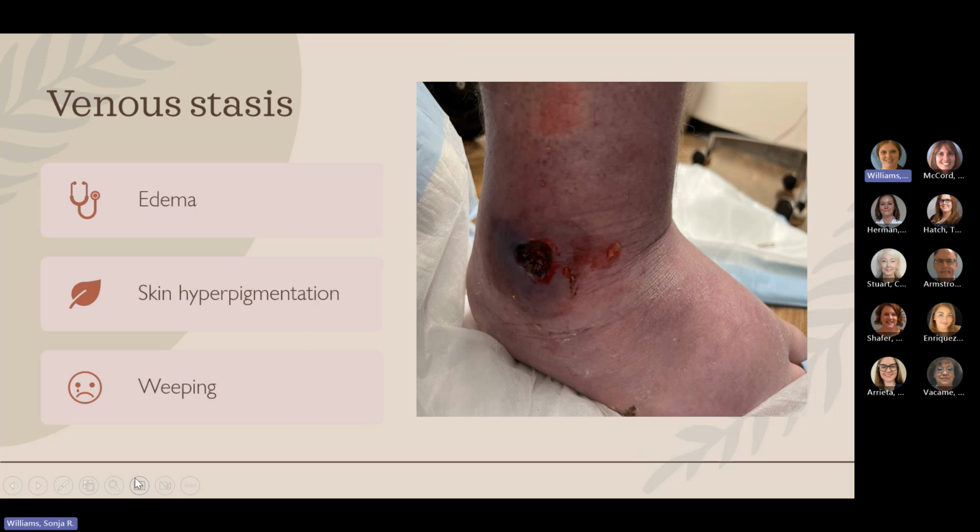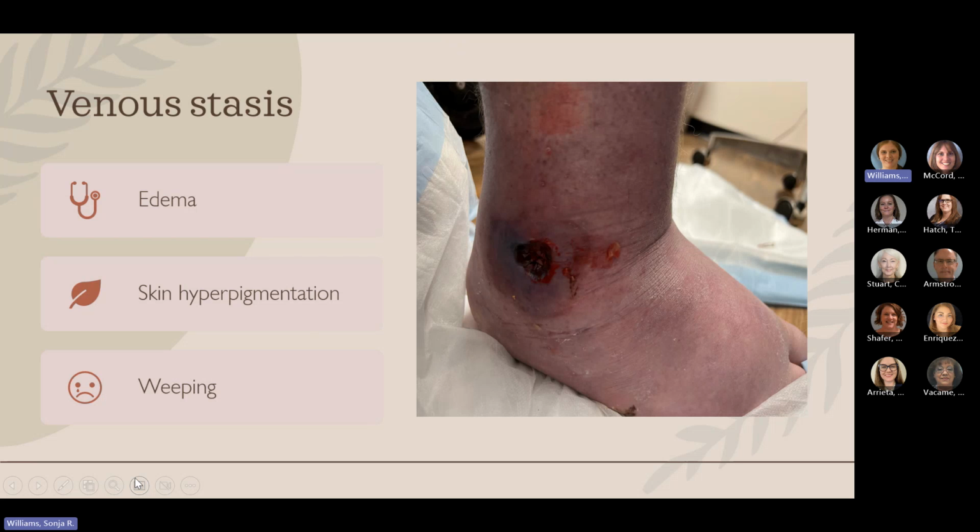Now, in order to initiate a medical grade 20 to 30 millimeter of compression, you do want the ABI to be above 0.7. So if you're not able to palpate a pulse, which is very difficult in some of these cases because of the edema, you may want to get a bedside Doppler ultrasound or get ABIs. And if the ABI is above 0.7, you can usually start an Unna boot if there is an open wound, which will help.